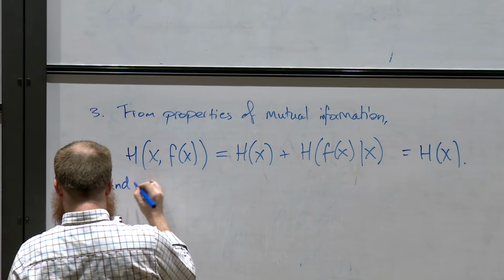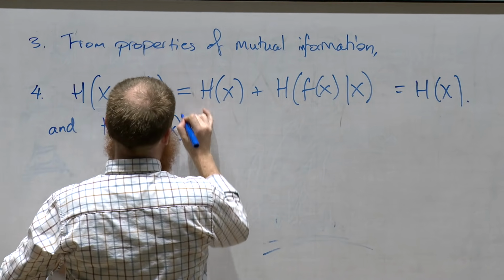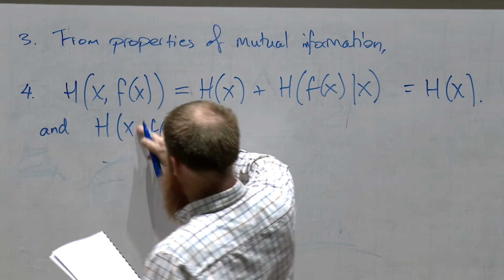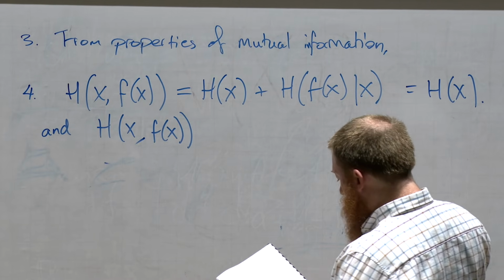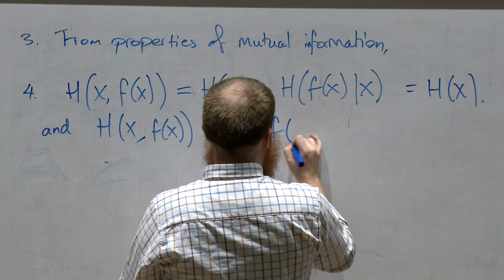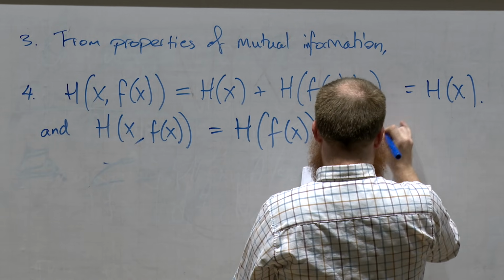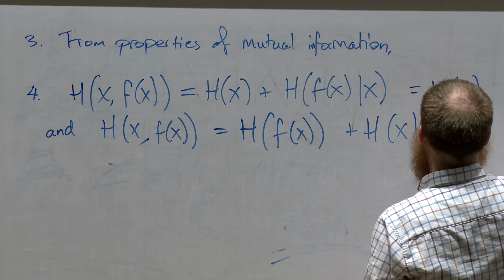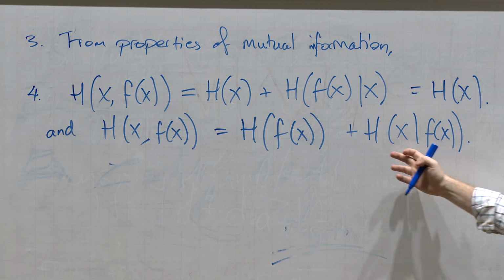And I can do another decomposition. So, sorry, let's split this up the other way. This is equal to h of f of x plus h of x given f of x. Well, in general, I can't say much about this.